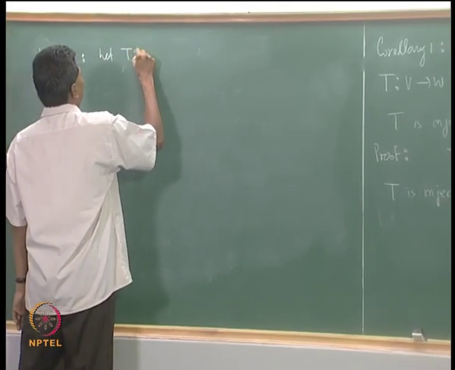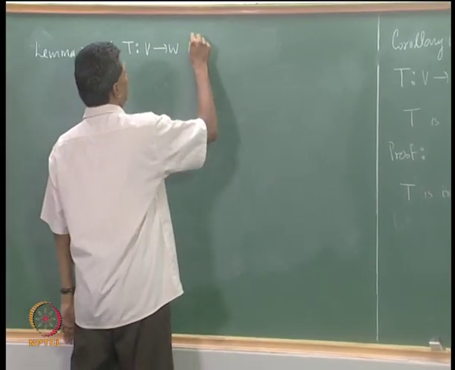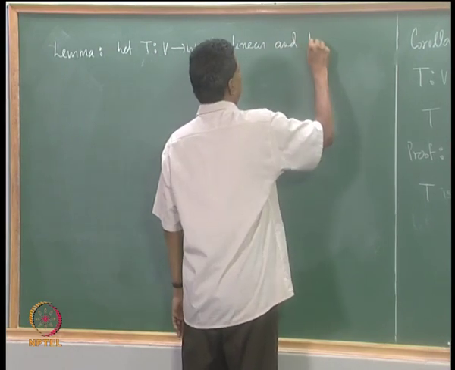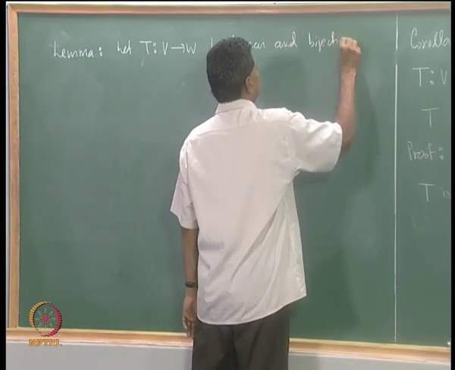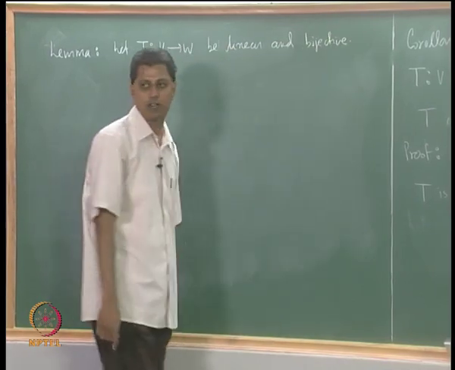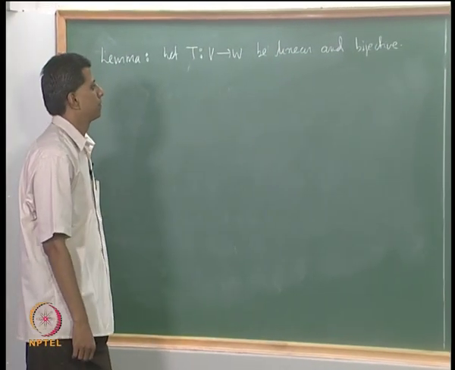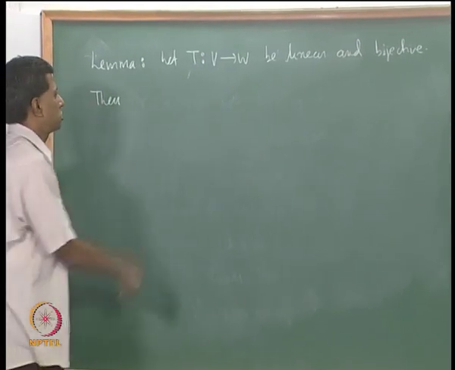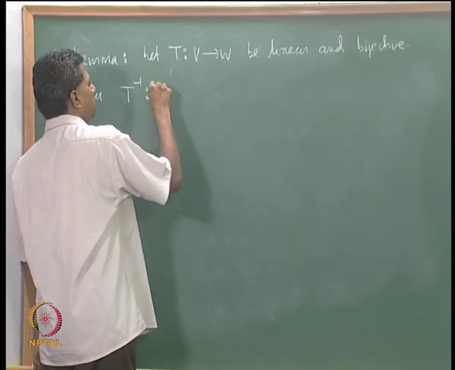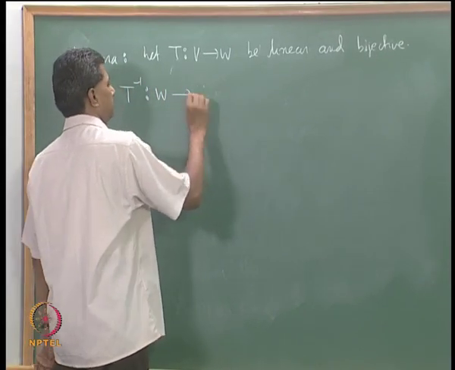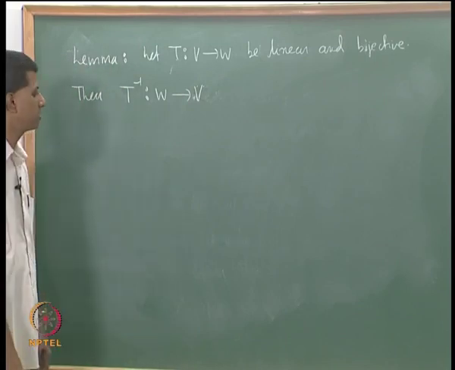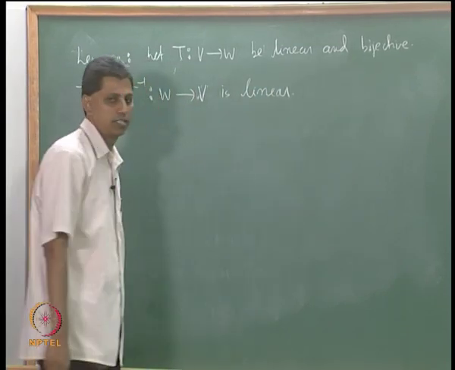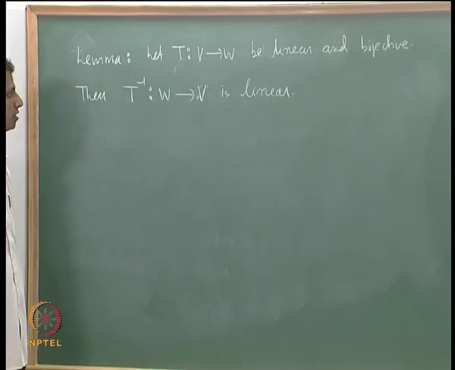Let T from V into W be linear and bijective, by which I mean injective and surjective, 1,1 and onto. Then we know that T inverse exists as a function, and we know that T inverse must be a function from W to V. The claim is that this is linear. T inverse is linear. So let us first prove this and then look at some of the consequences of this result.